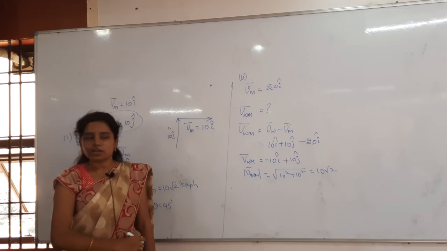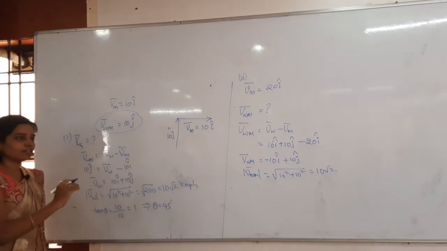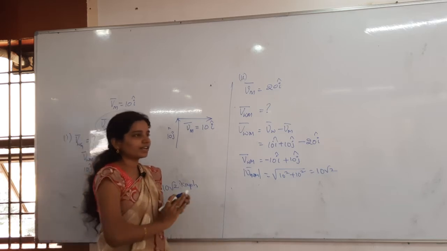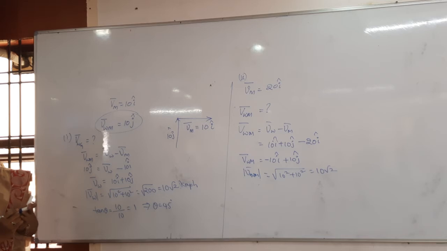Clear now? How will you get 10 root 6? I don't know. You have added a vector with a scalar directly. You are going against the rules, sir. So that is the answer.